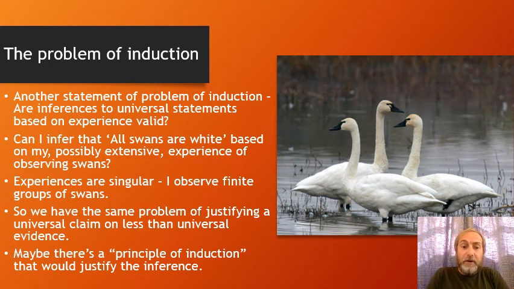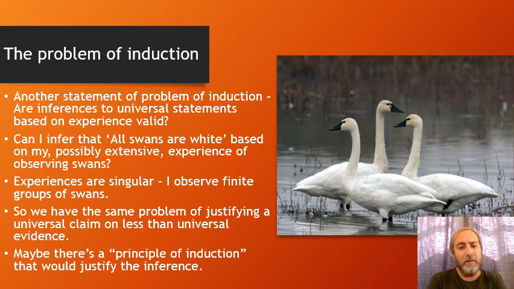As we've seen, all experiences are singular, right? There are no general experiences. I don't experience all swans at any point. I only see one swan or maybe a finite group of swans. I don't ever see infinite numbers of swans. And so we're trying to get to a universal claim, but our evidence is just not universal. We just don't have infinite experiences.